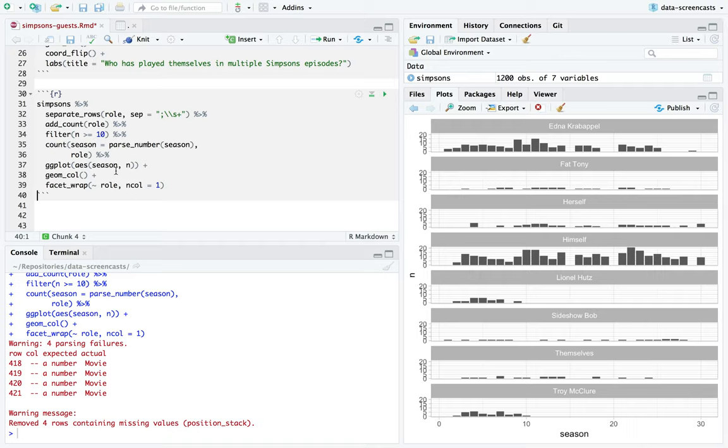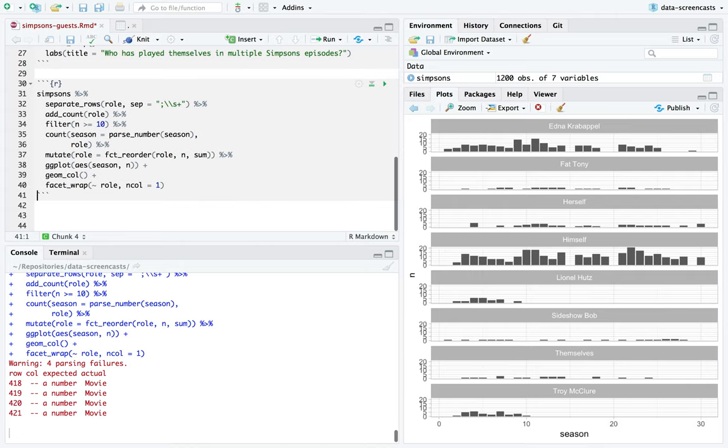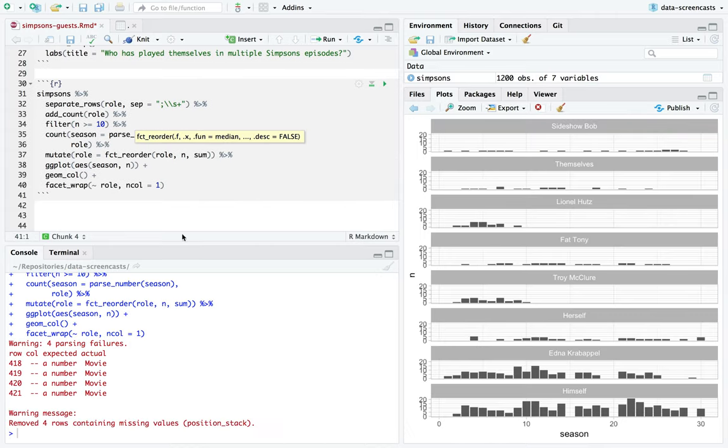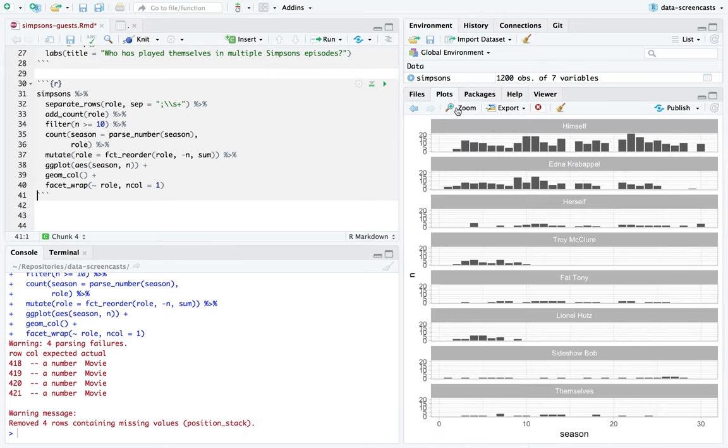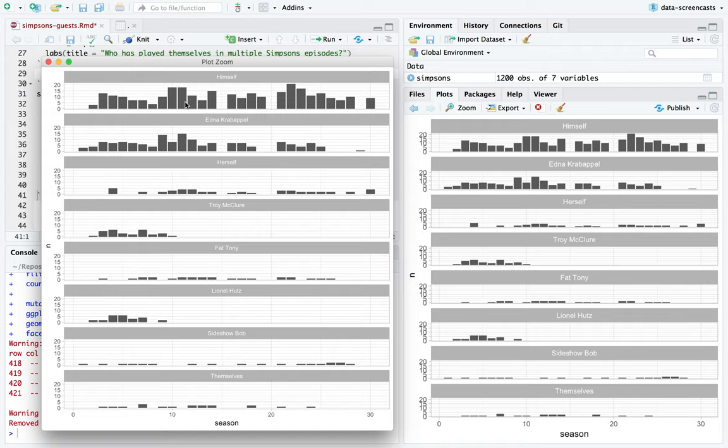I'm going to order this a bit better. Let me see. I'm going to run a mutate: role is fct_reorder role, and by sum, the totals are what I kind of care about here. Negative n, have it go in descending order. All right, and here we see some people like Sideshow Bob appear rarely more than once a season, and not in every season, but in many seasons. And similarly characters like Fat Tony, we see Troy McClure disappearing after the first two seasons.